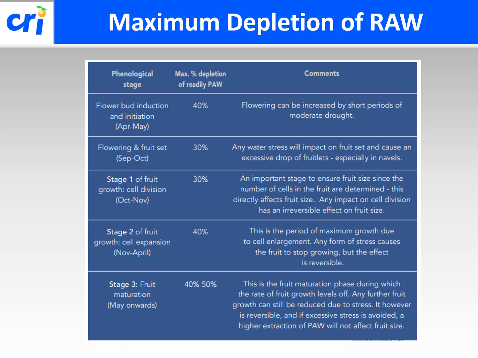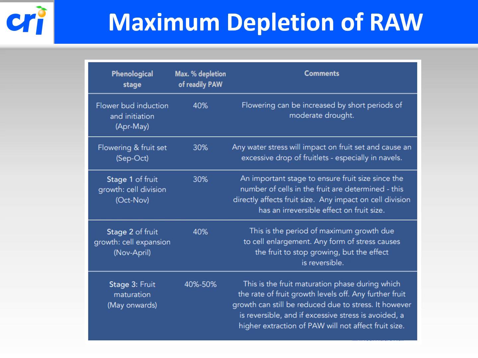During different phenological stages, different depletion rates of readily available water are allowed without having a negative effect on fruit quality. It should be mentioned that depletion rates do not imply an uncontrolled stress, but rather good soil moisture without having a negative effect on fruit quality.